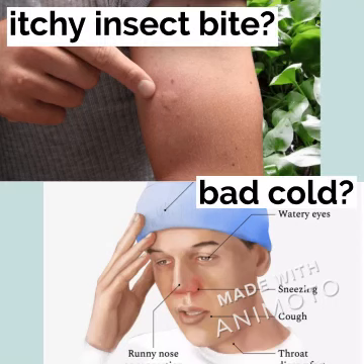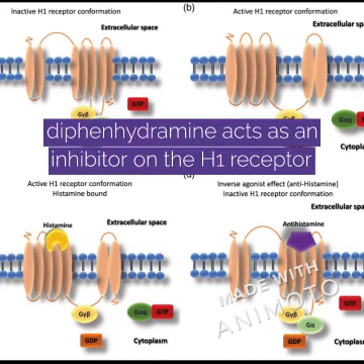If you have an itchy insect bite or bad cold, no worries, you can take Benadryl, which has diphenhydramine in it, and it helps reduce the symptoms from your bug bite or your cold. We have these receptors called H1 receptors, where a histamine binds to, and it triggers a G protein to then send a signal to your brain to start an immune response for the inflammation and the itchiness for your bug bite, or the stuffy nose and sore throat from your cold.